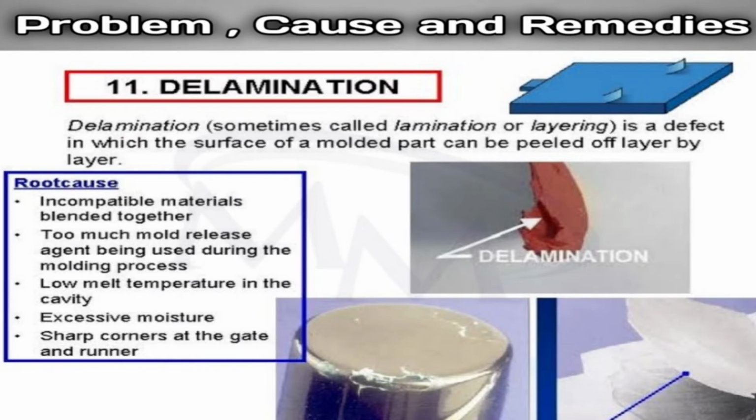Delamination, sometimes called lamination or peeling, is a defect in which the surface of a molded part can be peeled off layer by layer. Root cause: 1. Incompatible materials blended together. 2. Too much mold release agent being used during the molding process. 3. Low melt temperature in the cavity. 4. Excessive moisture. 5. Sharp corners at the gate and runner.